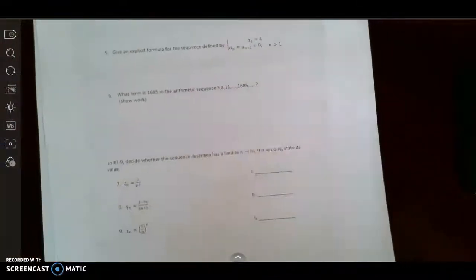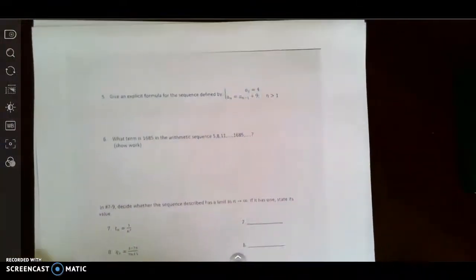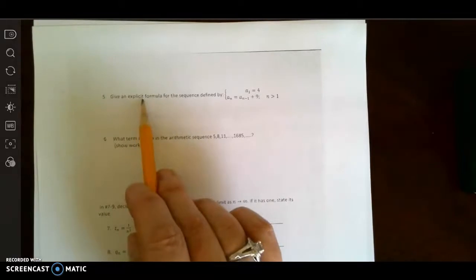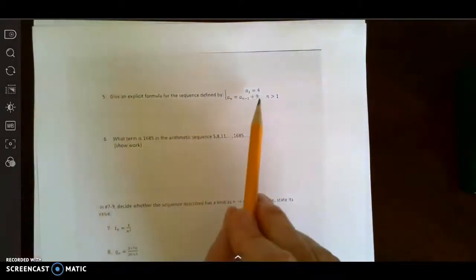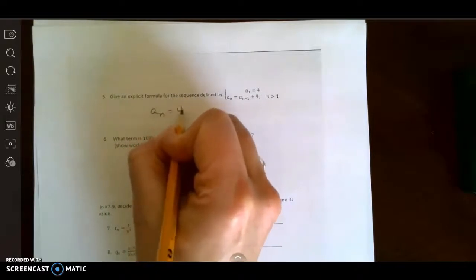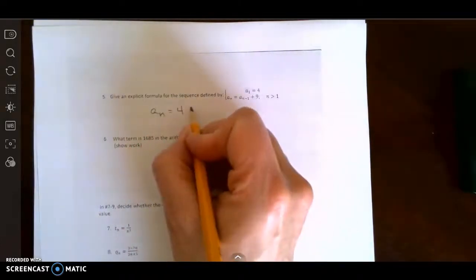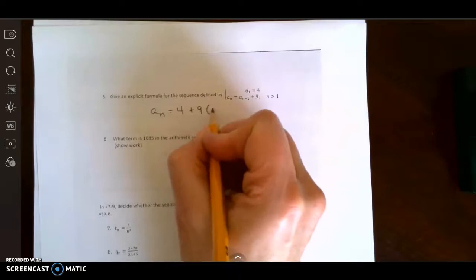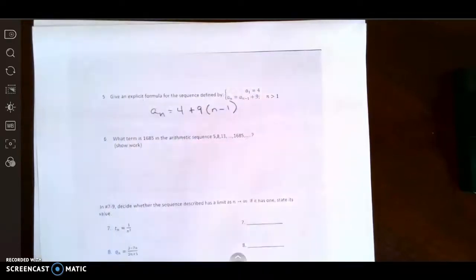Just 2 more problems. Number 5. Give an explicit formula for this sequence. The first term is 4. And I'm adding 9 to the previous term, so I'd add it n minus 1 times.